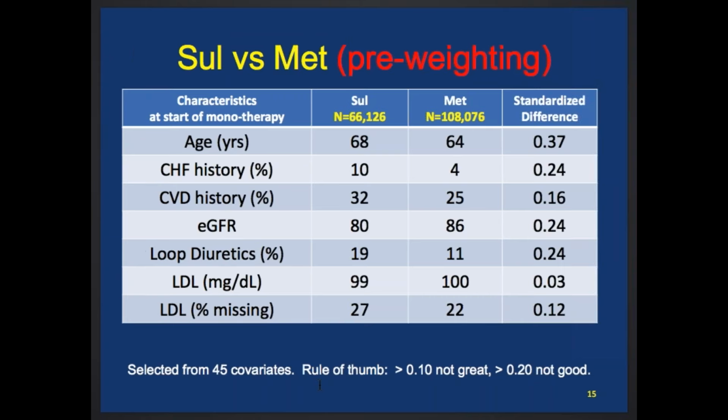A rule of thumb out there is greater than 10 is not great, and greater than 20. And sometimes people multiply these by 100 to put them in percents. We prefer the decimals. And so greater than 0.1 is really not great, and greater than 0.2 is really not good. So we see in terms of age, 0.37, CHF history and CVD history of 0.24 and 0.16. These are really looking pretty bad, with the exception of LDL. And not terrible, but not good in terms of LDL missing.